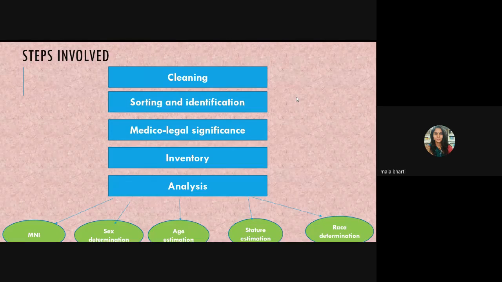Then sorting and identification. It's important that we identify whether it's a human or animal bone, and look into its medico-legal significance. Then we check if there is any commingling of the bones, so that we can get to know how many people were there. So the minimum number of individuals should be determined, and while we are doing the analysis as a forensic expert.